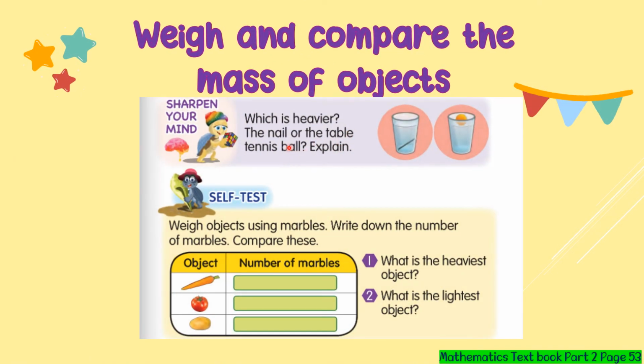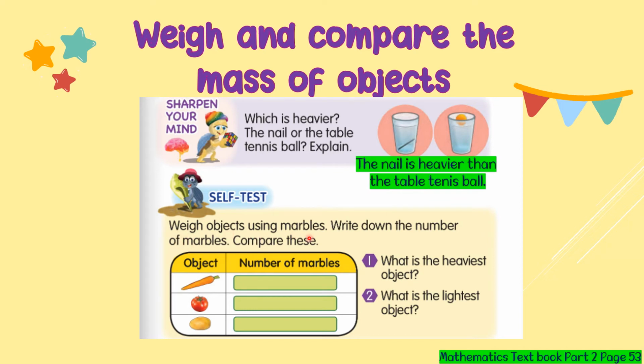Which is heavier, the nail or the table tennis ball? Explain. Look at the pictures. The nail is sinking in the water while the table tennis ball is floating on the surface of the water. We can conclude that the sinking object is heavier. So, we can say the nail is heavier than the table tennis ball.